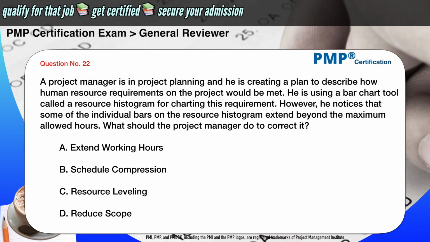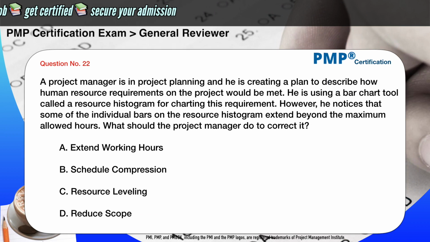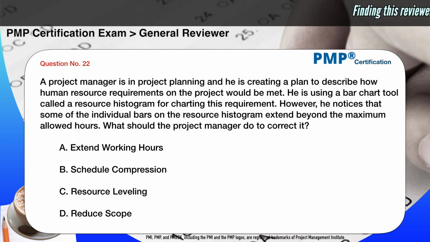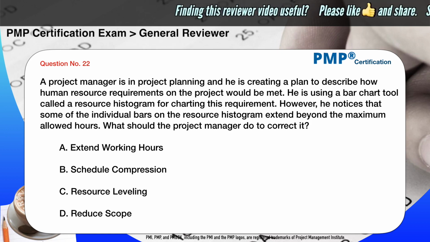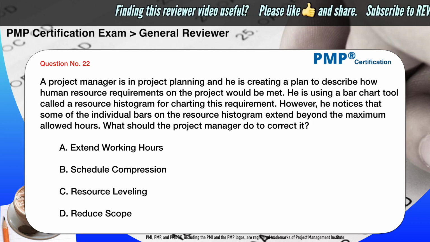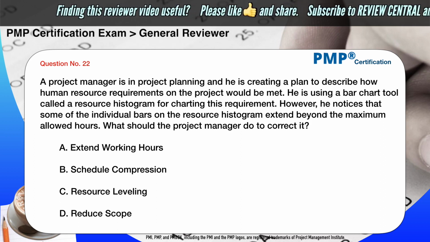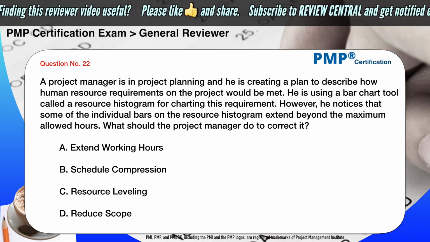A project manager is in project planning, and he is creating a plan to describe how human resource requirements on the project would be met. He is using a bar chart tool called a resource histogram for charting this requirement. However, he notices that some of the individual bars on the resource histogram extend beyond the maximum allowed hours. What should the project manager do to correct it? A. Extend working hours. B. Schedule compression. C. Resource leveling. D. Reduce scope.